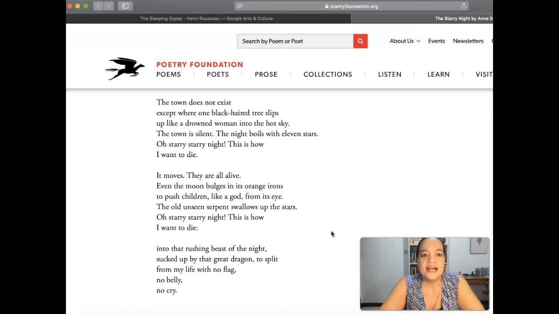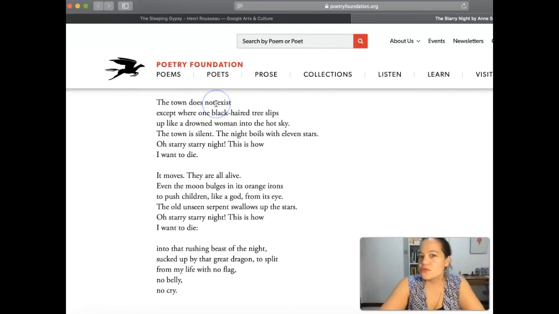painter, wasn't he? So, the town does not exist, except where one black-haired tree slips up like a drowned woman into the hot sky. The town is silent. The night boils with 11 stars. Oh, starry, starry night, this is how I want to die.